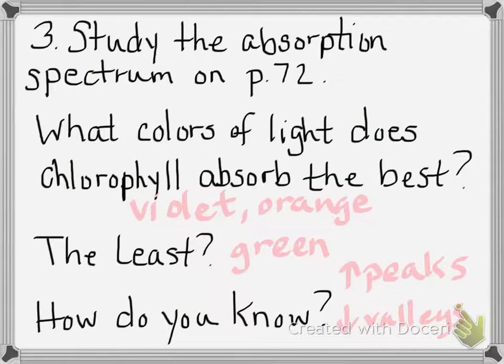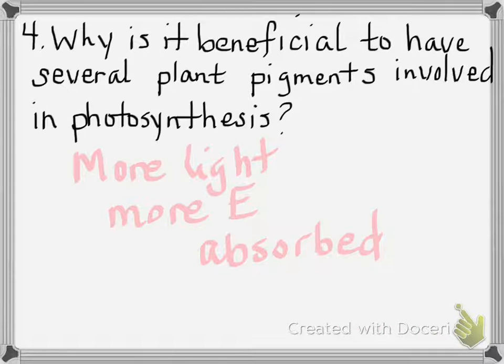Can capture more light. That's good. I put more light means more energy is absorbed. Andrew said you could capture more colors of the white light and have more energy. So that's why plants usually have multiple pigments. Instead of just chlorophyll, they usually have the carotenoids also. And that way they're getting more of the colors of white light, which means more energy.